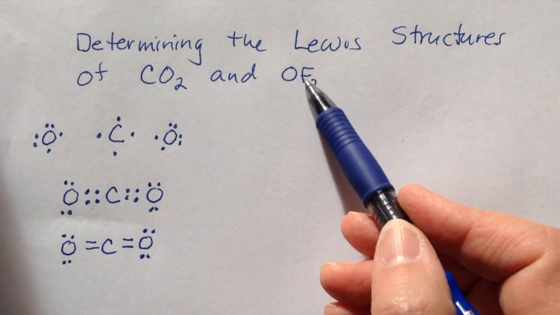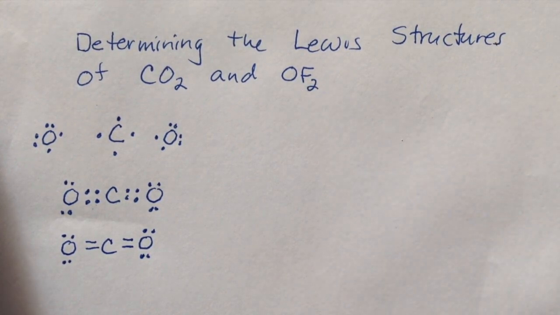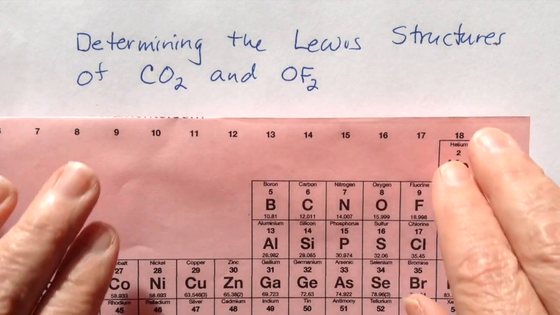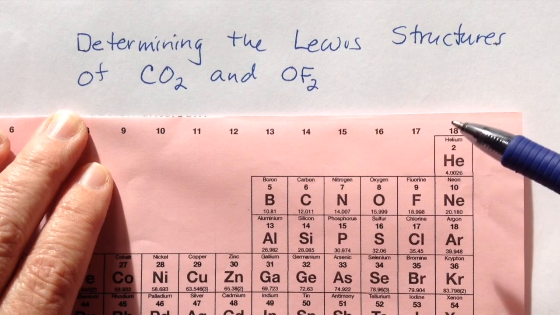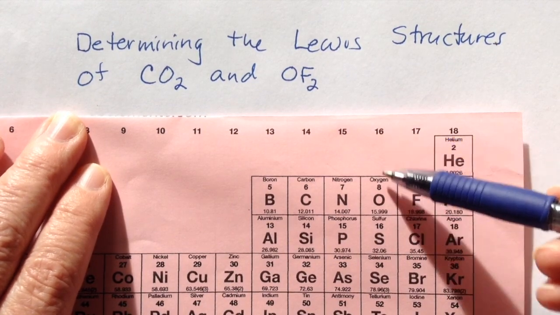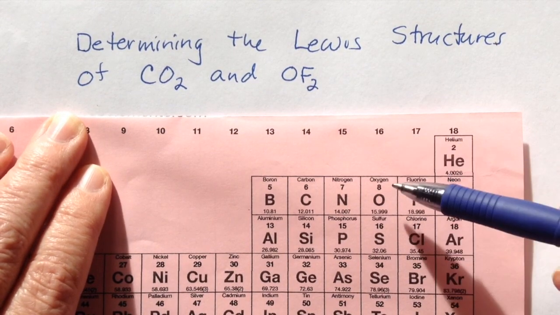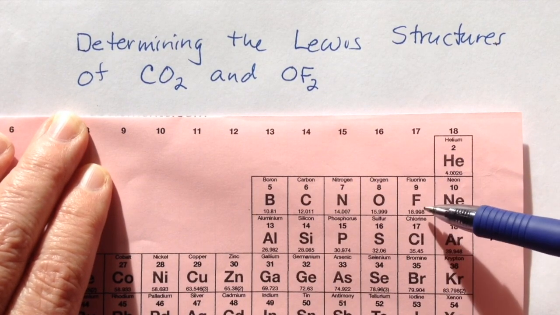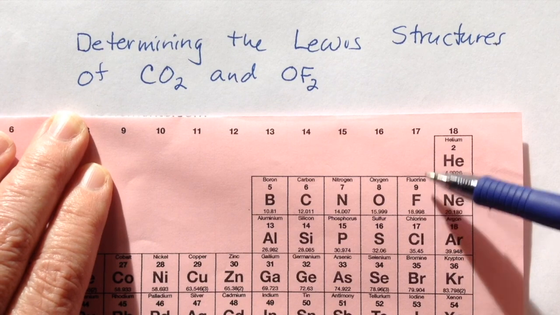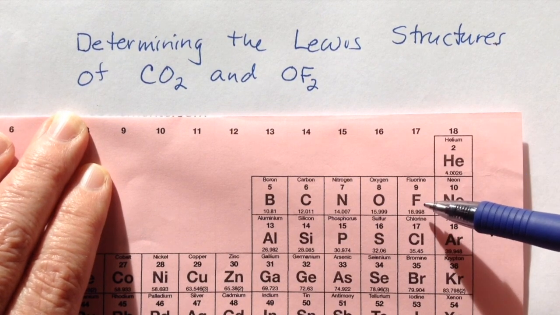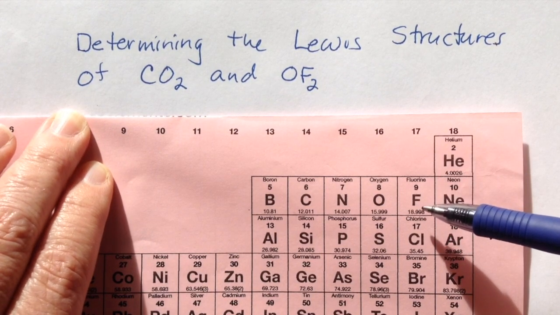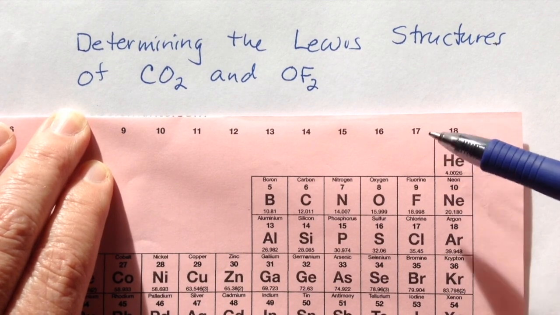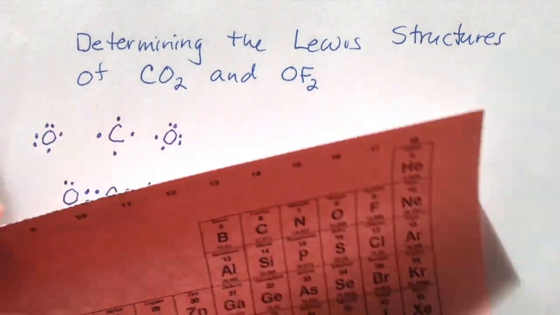All right, so let's take a look then at OF2. This is a different beast because we've got different numbers of valence electrons. So oxygen still has its 6 valence electrons. It's got the 2S and then the 2P4, so that adds up to 6. But fluorine now has 7 valence electrons. It ends in 2P5, so the 2 S's and then the P5 adds up to 7 valence electrons. So that makes things a little different.